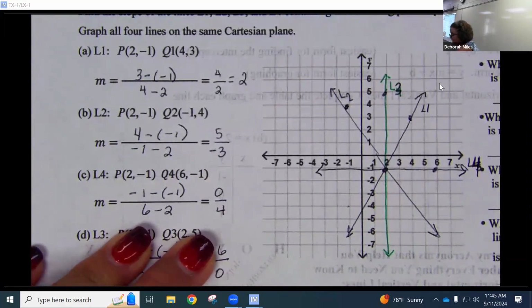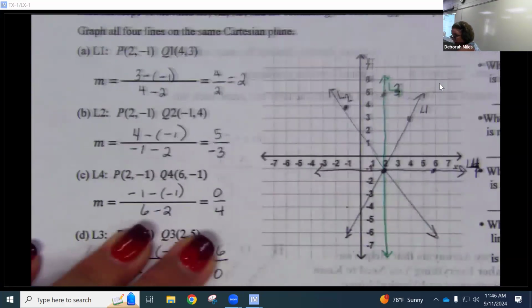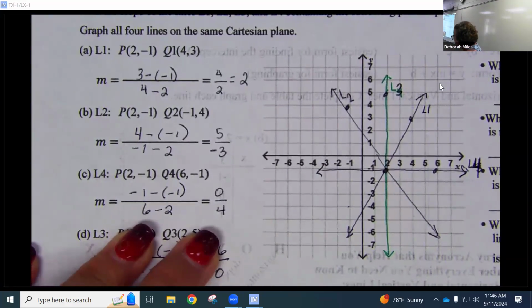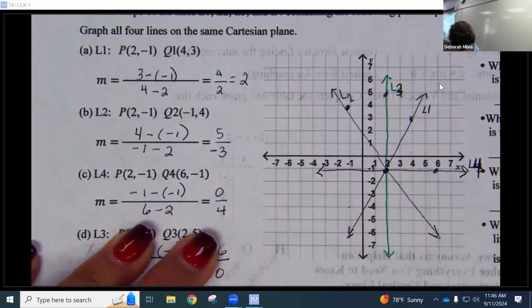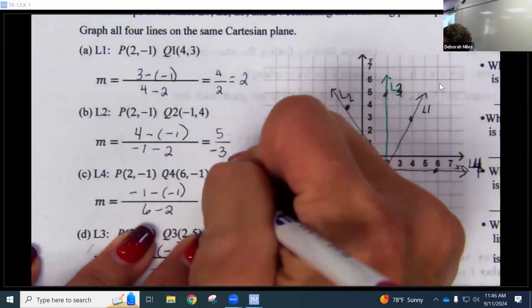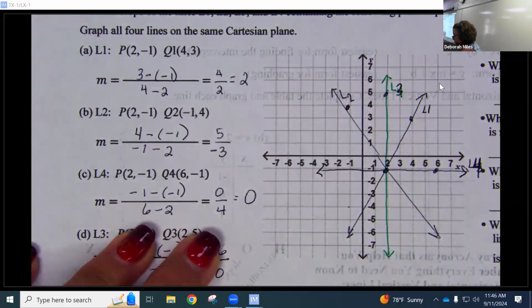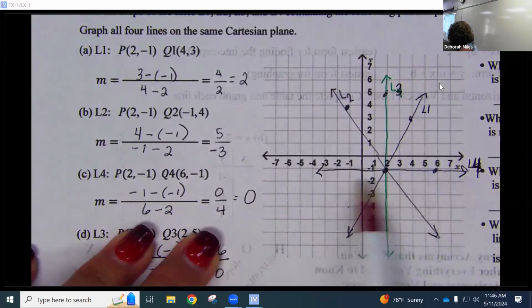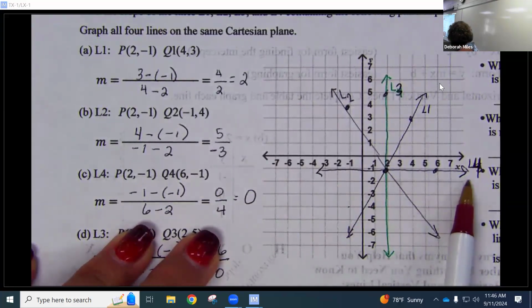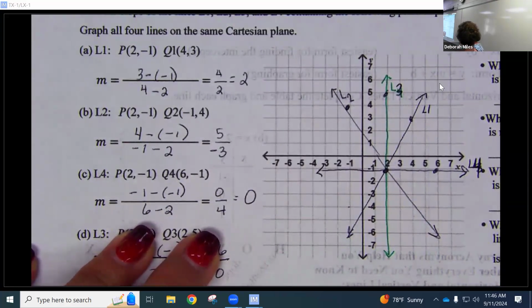And you're never gonna leave 0/4 as the answer to any problems in this class, because you know what 0 divided by 4 is. 0 cookies divided by 4 children. How much cookies does a kid get? 0. So the slope of that horizontal line 4 is 0.